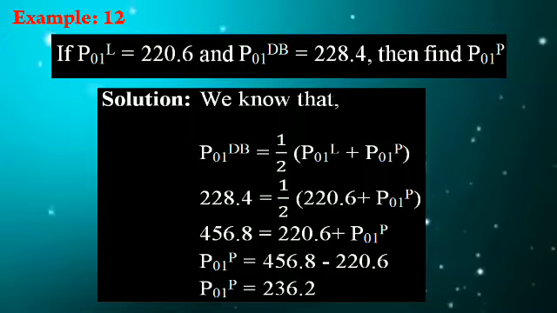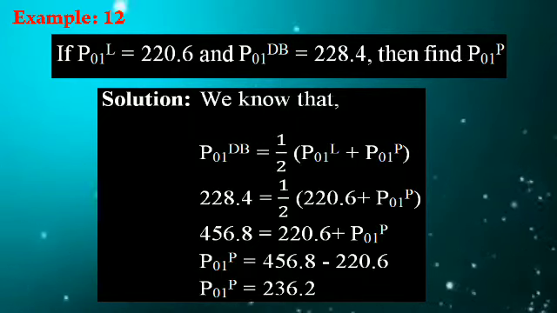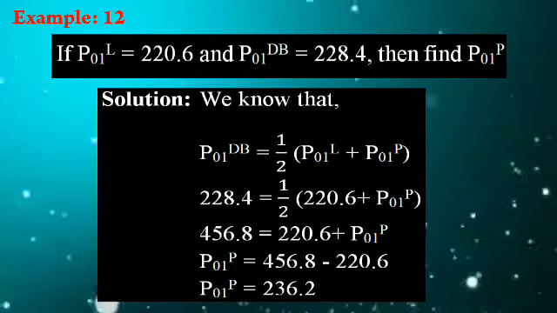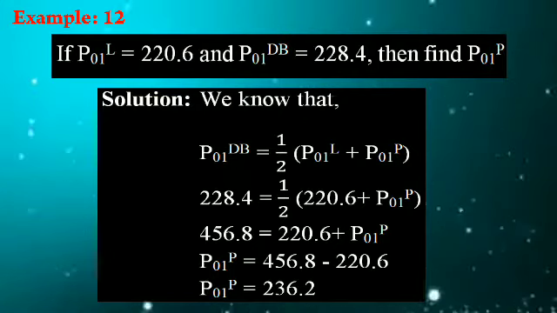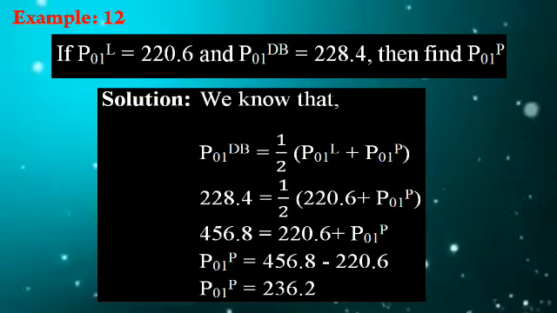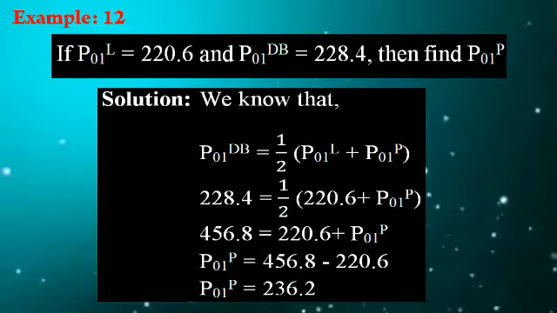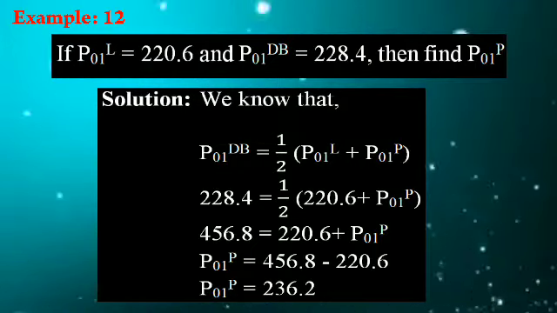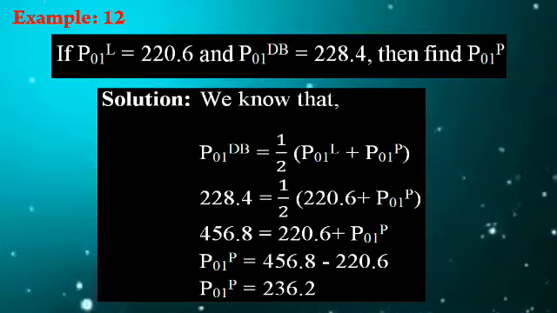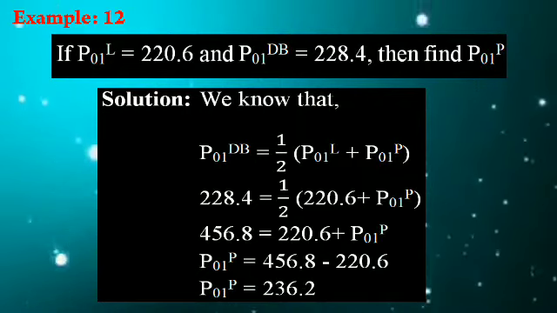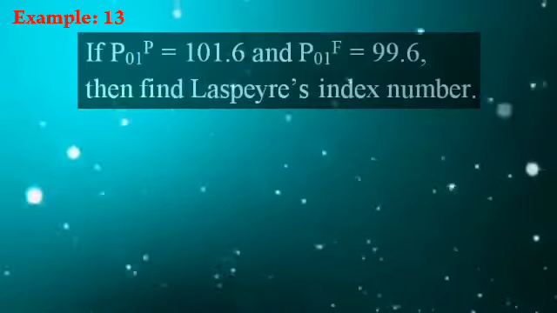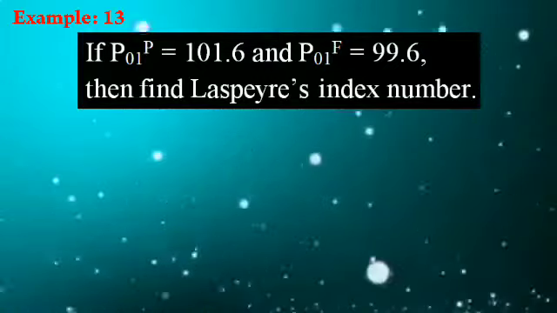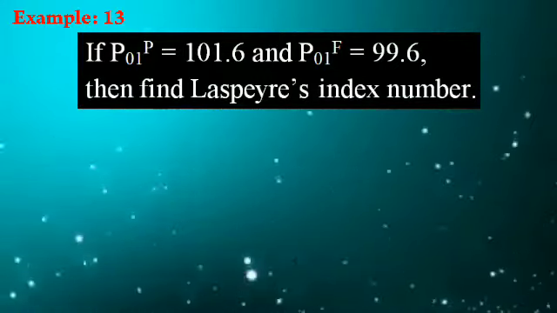Now since your question is to find P01 of P, the other value, that is 220.6, you take it to the left hand side. So when it is taken to the left hand side, the plus will change into minus. Therefore 456.8 minus 220.6 equal to P01 of P. And the final answer is P01 of P equal to 236.2.